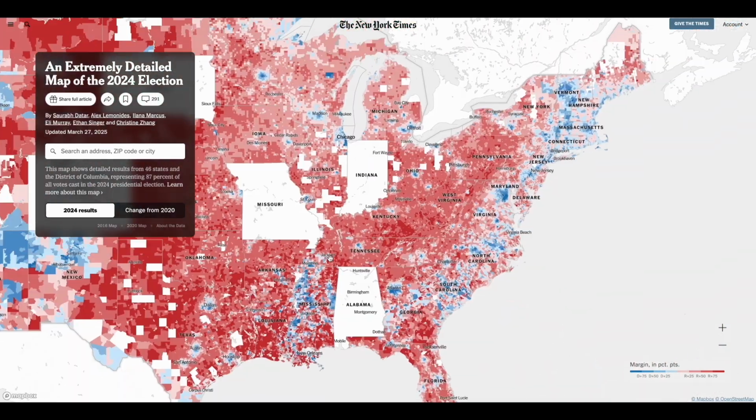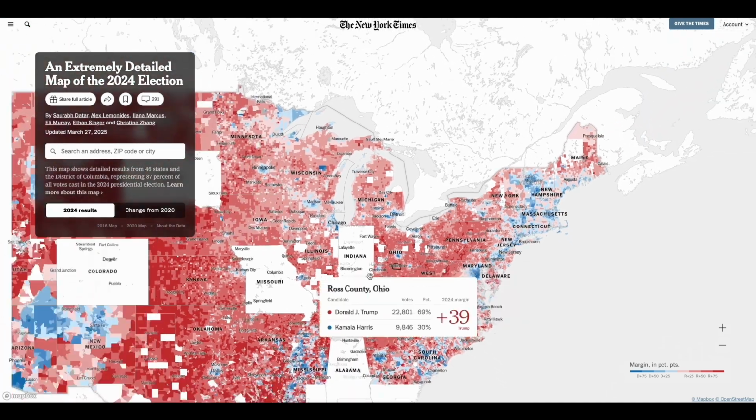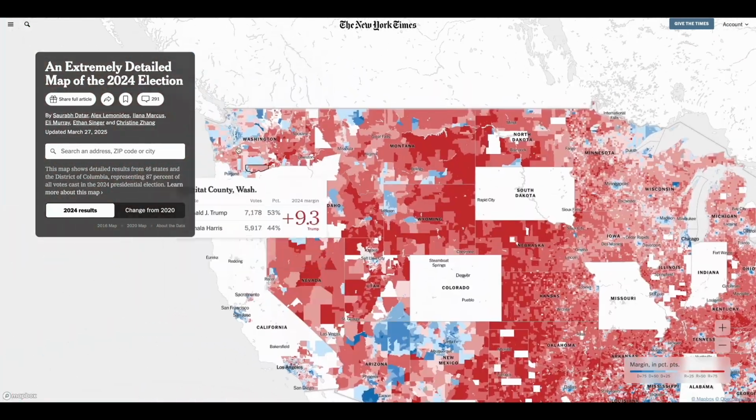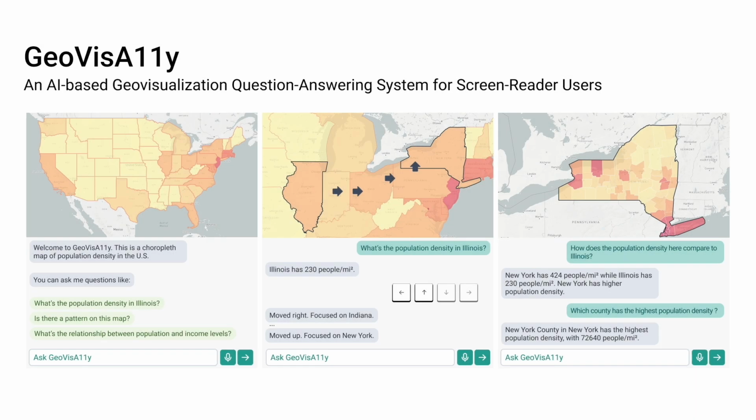Geovisualizations are powerful tools that allow users to discern patterns, trends, and relationships in geospatial data. However, most geovisualizations are inaccessible to screen reader users. In this paper, we present GeoVisA11y, an AI-based geovisualization question and answering system for screen reader users.